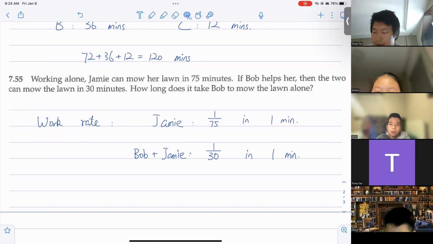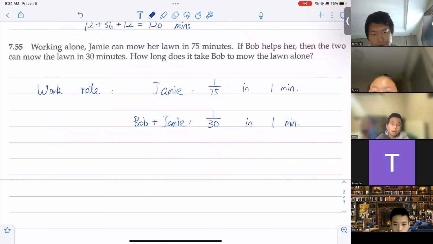那么明白吧，对不对？你看一个人75分钟搞定了，那这个人是不是1分钟就搞75分之一啊？如果一起的话，30分钟搞定了，那他们一起1分钟可以完成30分之一。Okay, make sense? So from this, then you can figure out the work rate for Bob.